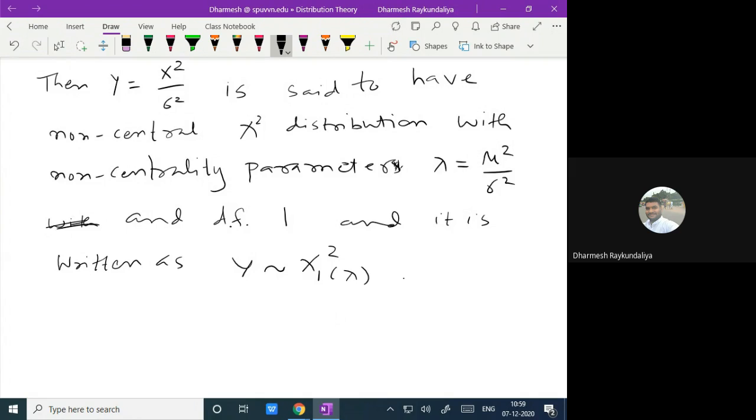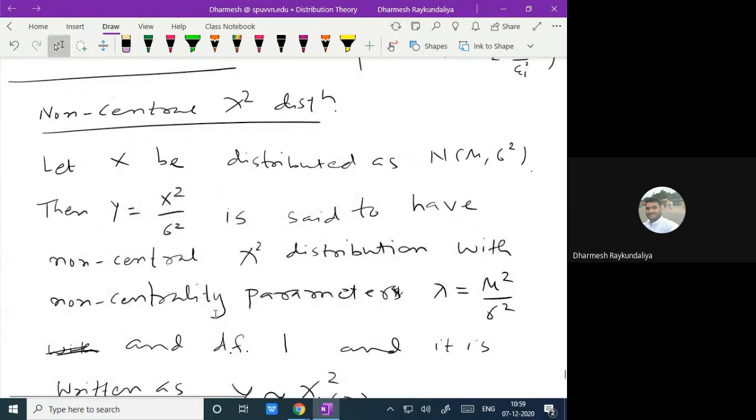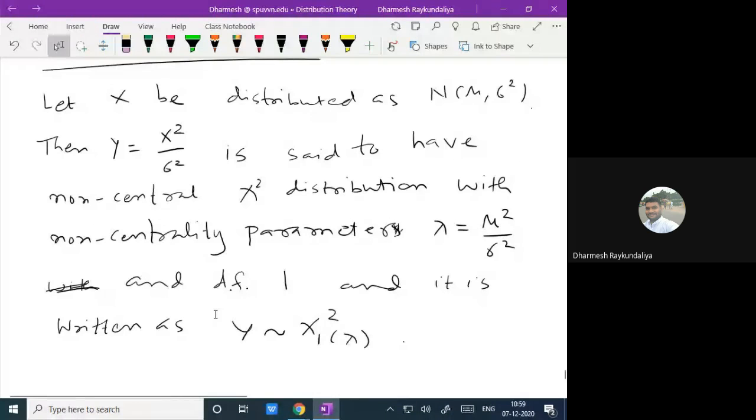Now we wish to obtain the distribution of y. Here it is given that X is normal mu, sigma square. I am interested in obtaining the distribution of y, and I will show you that the distribution of y is nothing but non-central chi-square with 1 degree of freedom and non-centrality parameter lambda.